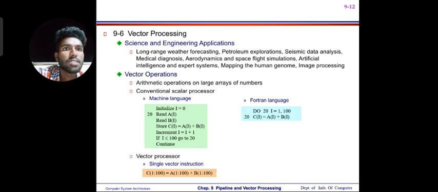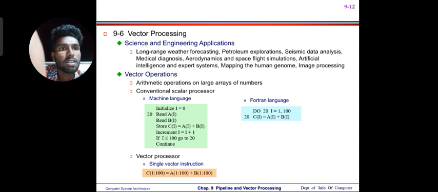Vector processing. Science and engineering applications: long range weather forecasting, petroleum explorations, seismic data analysis, medical diagnosis, aerodynamics and space flights, artificial intelligence and expert systems, mapping, and human genome image processing.